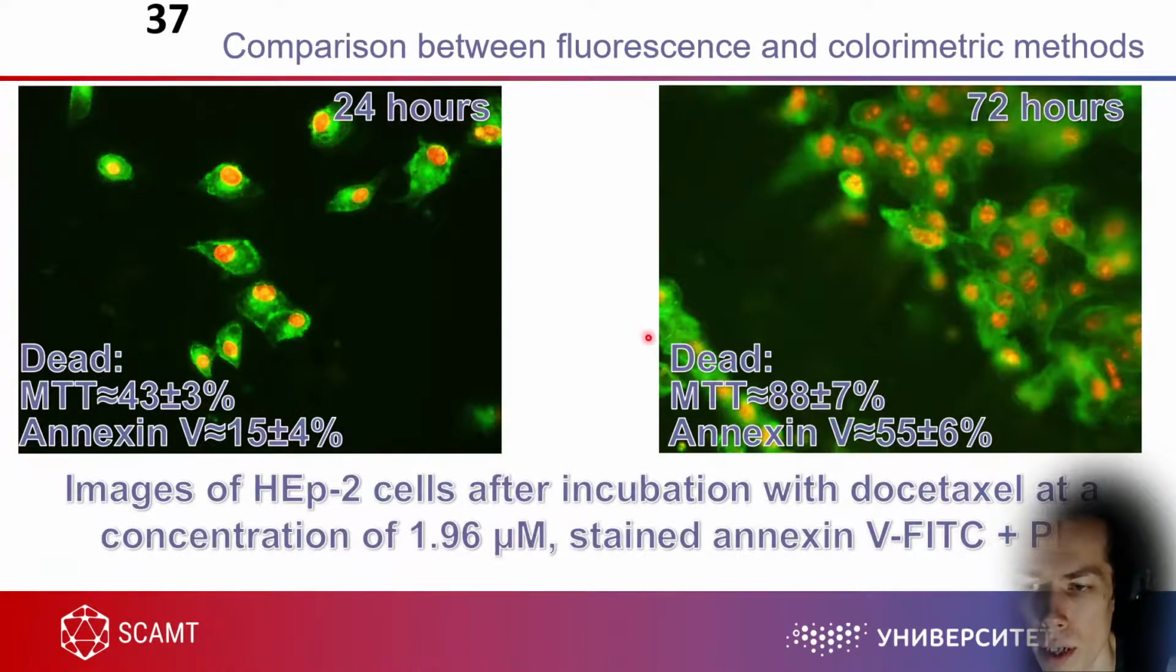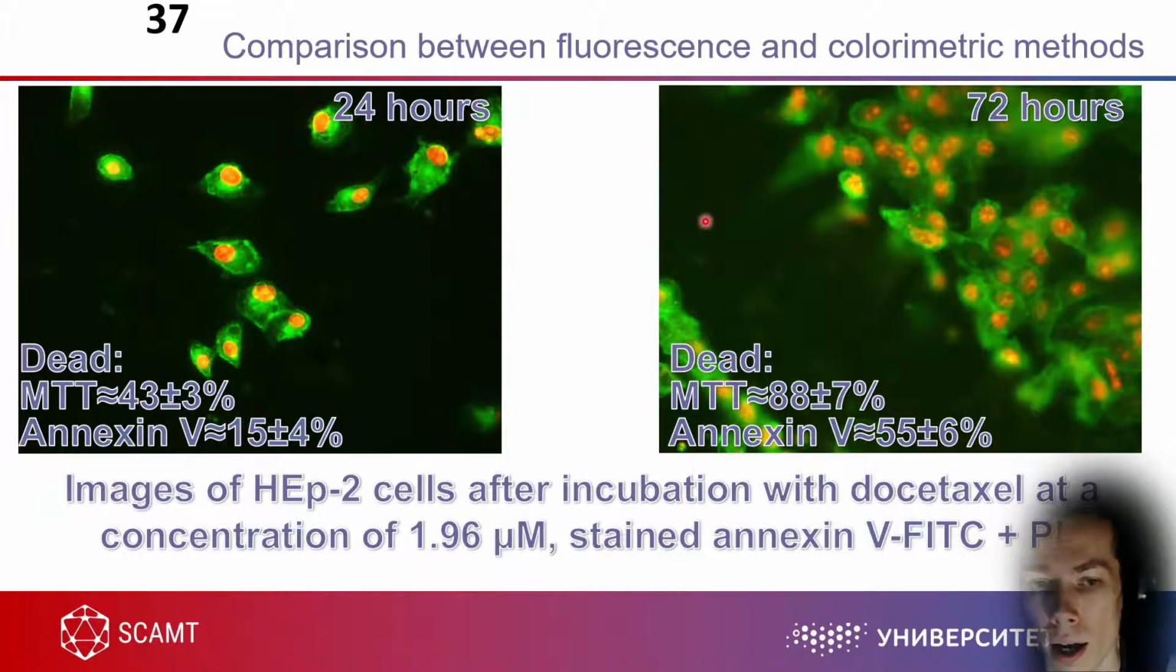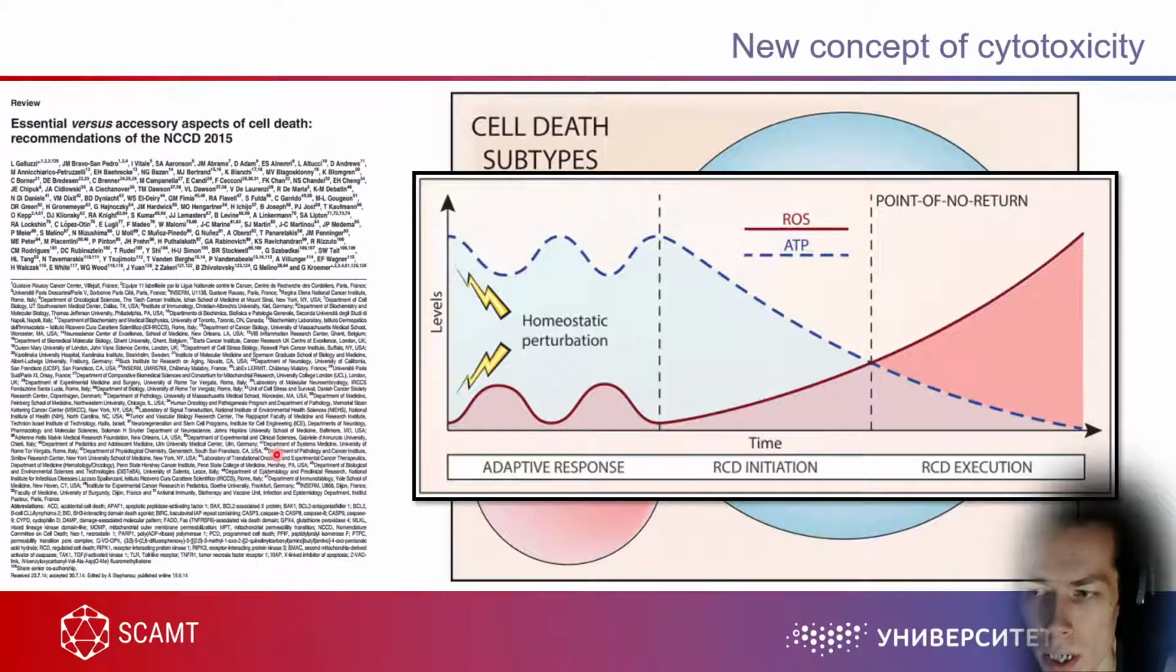And what happened here? Here you see some decrease. So MTT, in other words, is measuring ATP concentration. And according to MTT, the decrease is very, very high. But according to direct observation with fluorescent staining, there are not many dead cells, because these dead cells, like 15%, they are here. So some of the cells already passed this point of no return, but most of the cells are still on the way to this point.